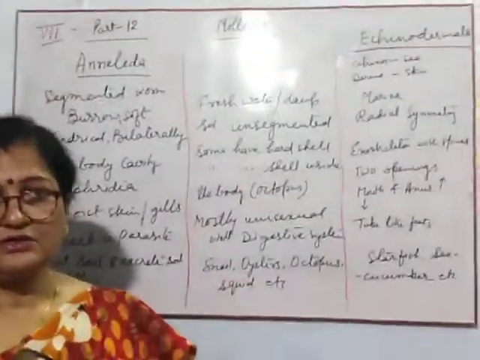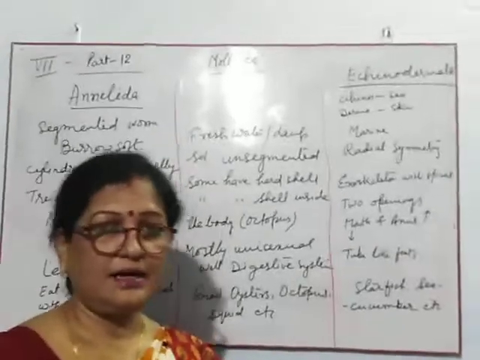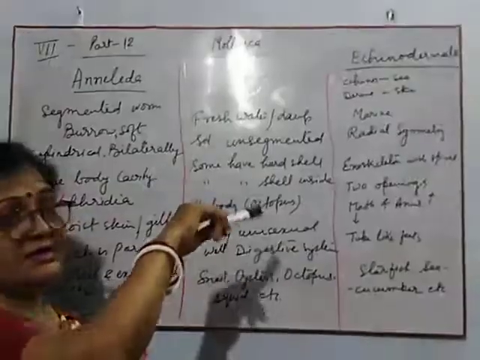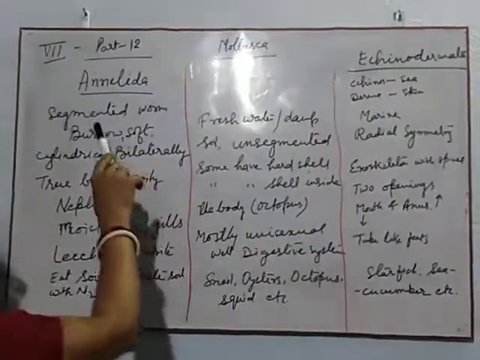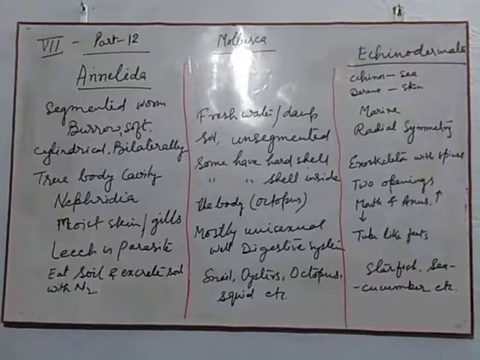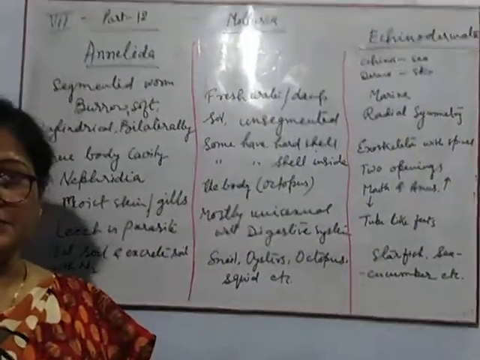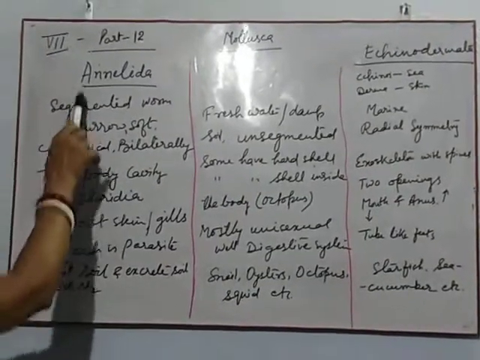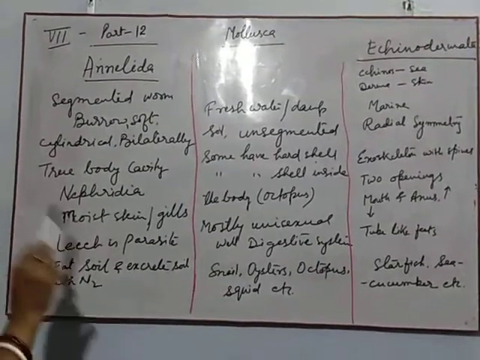Today I will continue the same chapter, Classification 2, about the animal kingdom that we were going through. Today we will complete these three phyla. First is Annelida. Annelida, everyone has seen an earthworm. So according to the earthworm, you can get all the characters that annelids have.